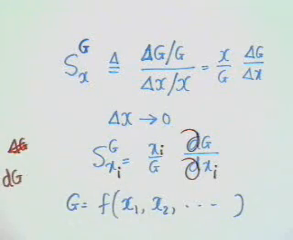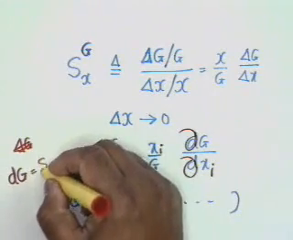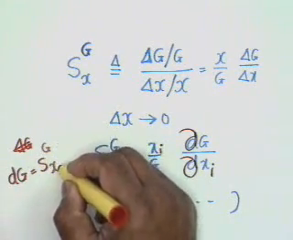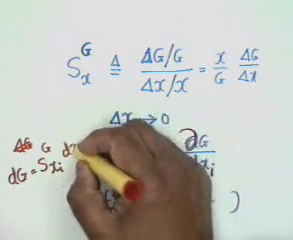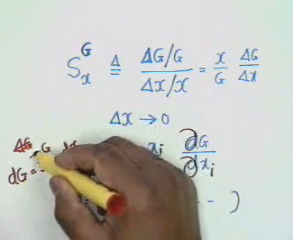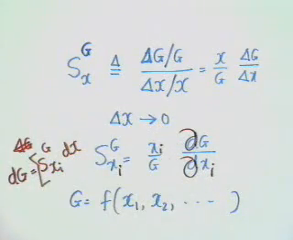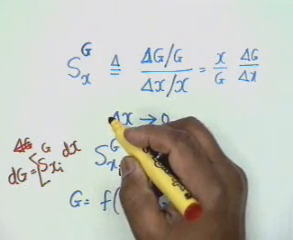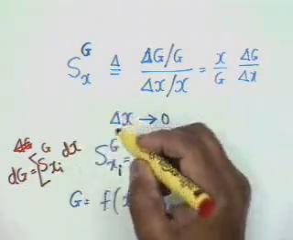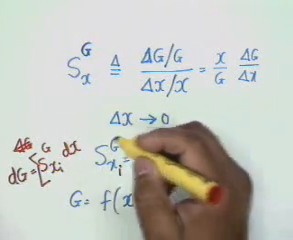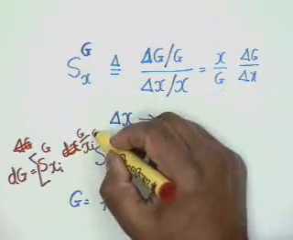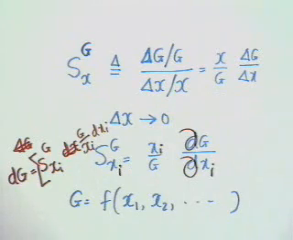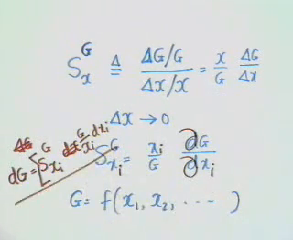Well, you cannot compute delta G, you can compute dG, the total differential. That would be the summation of S_G^xi multiplied by G by xi, and you have to multiply by dxi. Agreed? Okay. So this is how it is done.